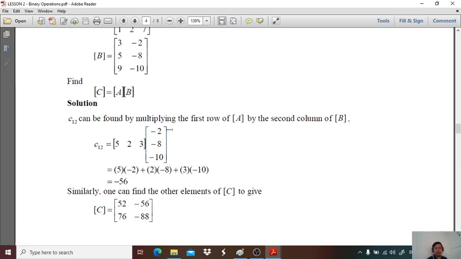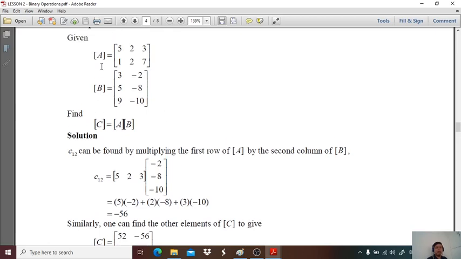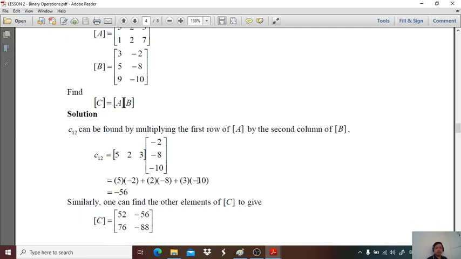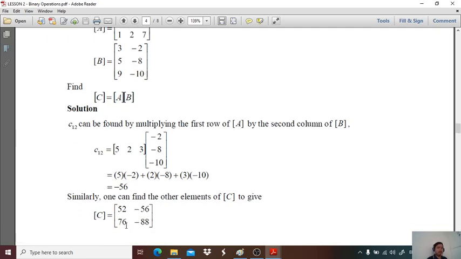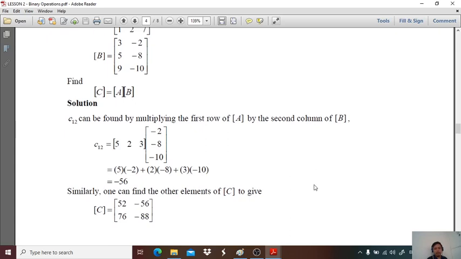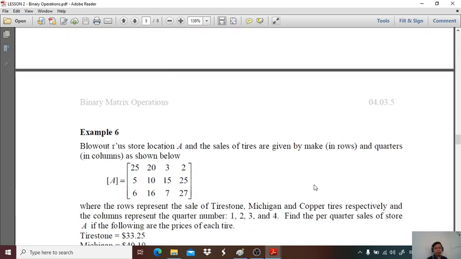So after solving this equation, for C11, we have the first row and the first column. So that is 5 times 3 plus 2 times 5 plus 3 times 9. So the answer is 52. And the rest we have 2, 2, and 2, 1. Okay, so that is multiplying.